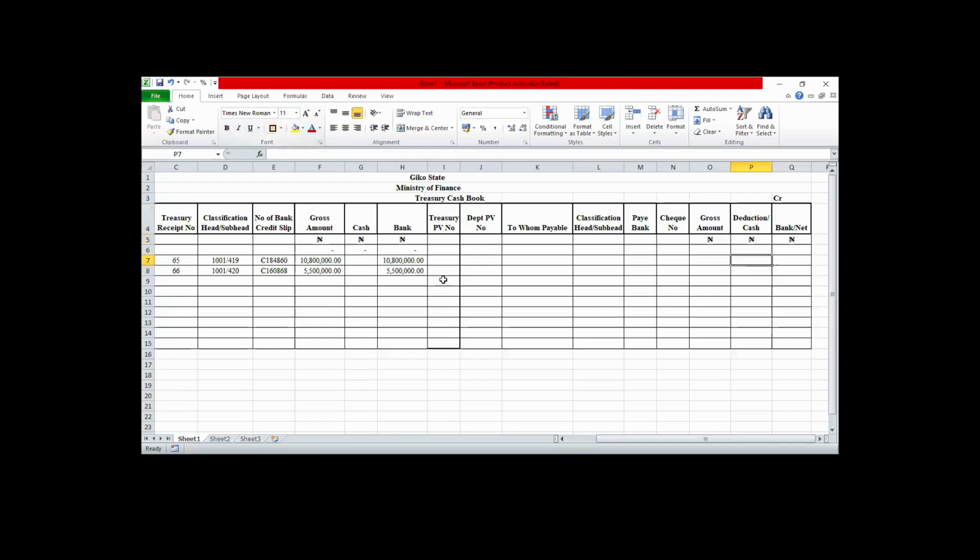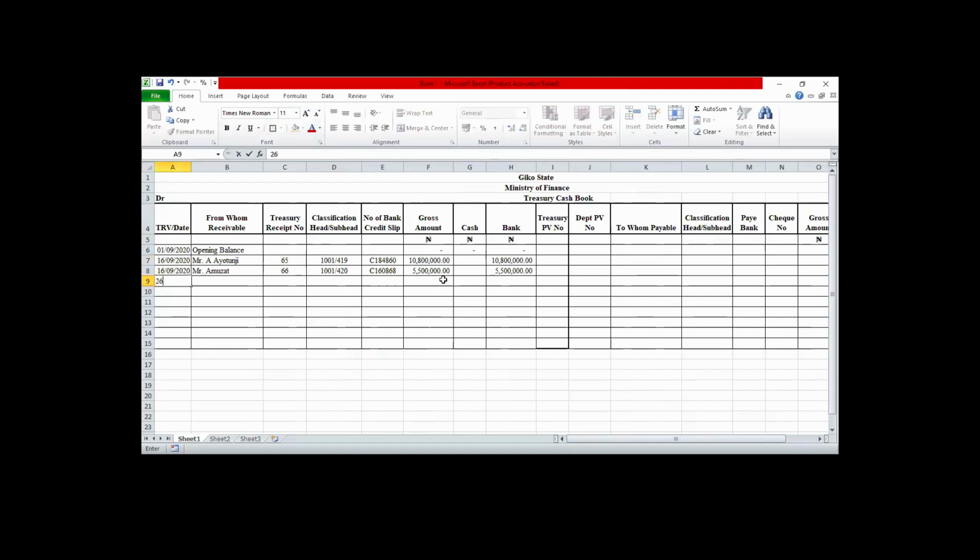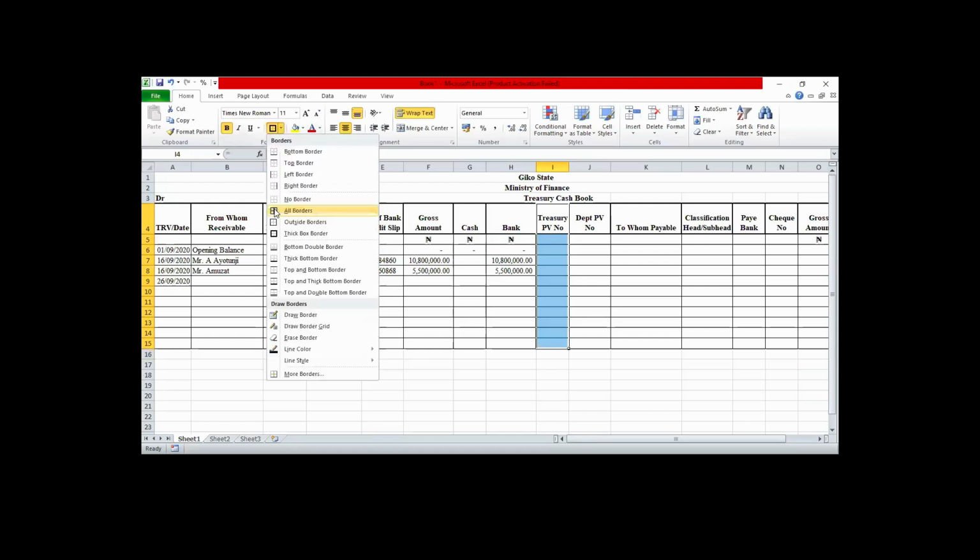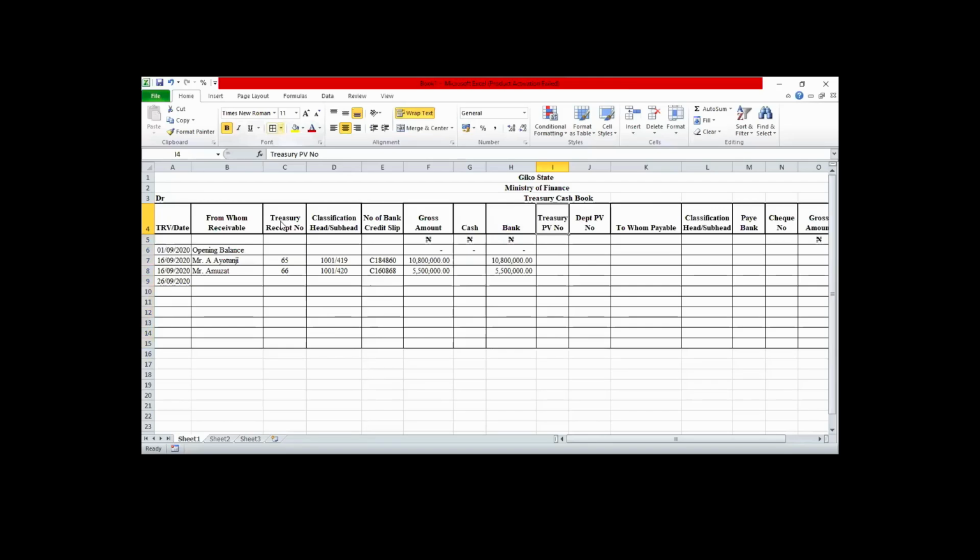Now let's go. What is the date of the transaction? 26/9/2020. Were you given a treasury PV number? Yes. What's the figure of the treasury PV number? 60 and 63. Nothing is 60, 63, 60. Okay. We have taken care of that.